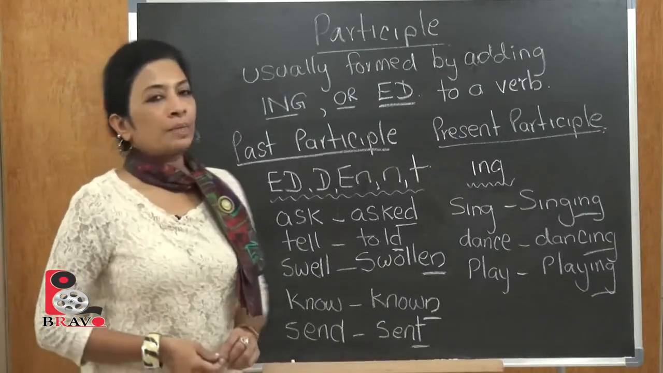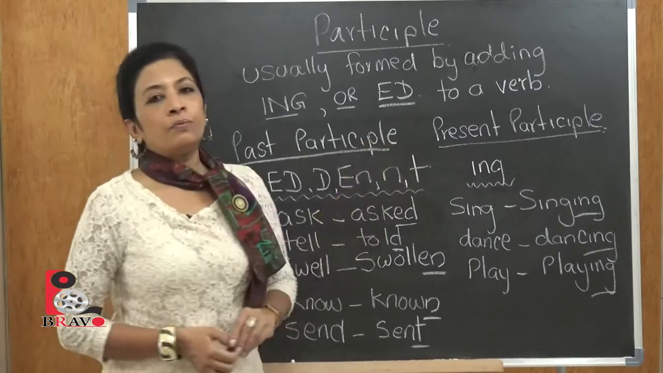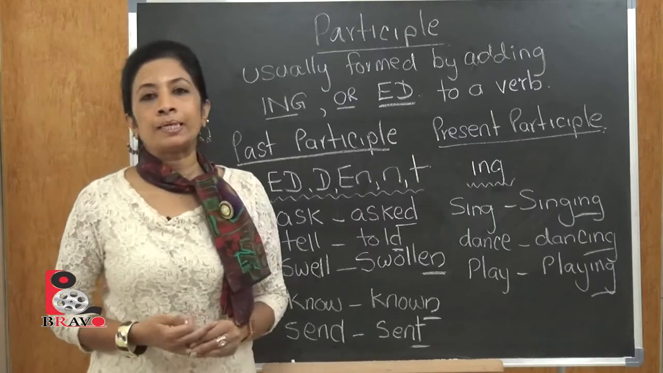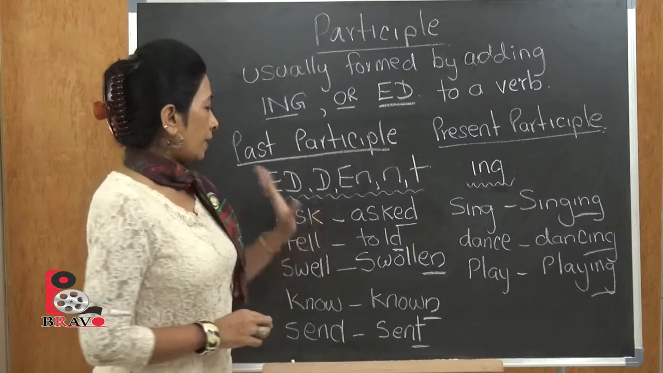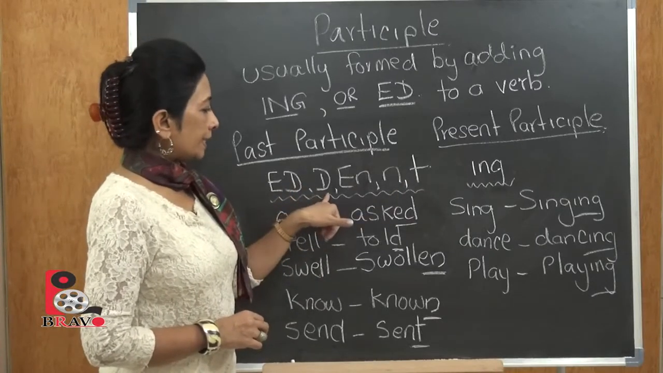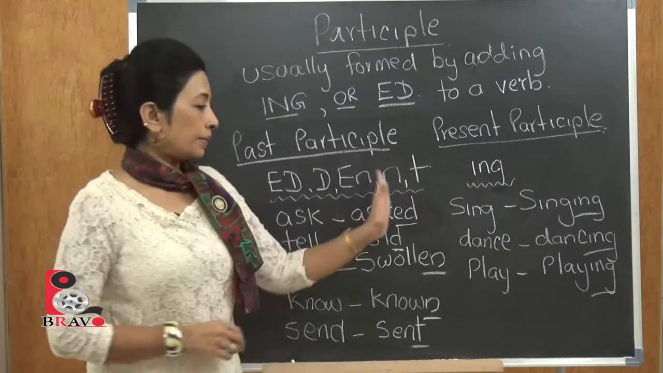Okay, so we looked at what participle means, which is generally with ing or ed, a verb becoming an adjective. Now the next exercise is the two types of participle, which are past participle and present participle. Now past participle has a few endings: ed, d, en, n and t. It always finishes with one of them.